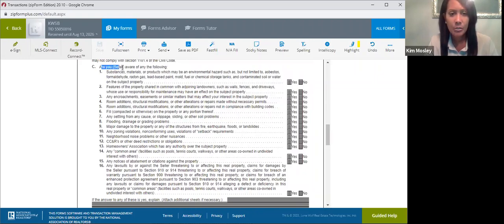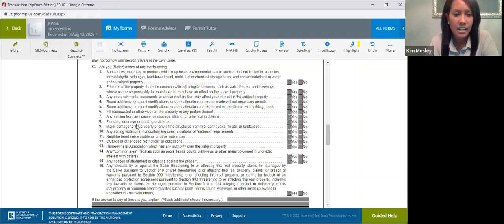Down here as well, the seller needs to go through here. Again, the key question is, are you, seller, aware of any of the following? And they just have to go through all these questions, any substances, materials, or products. Now, if they have a question, they can ask you about it, and you can help them with that.